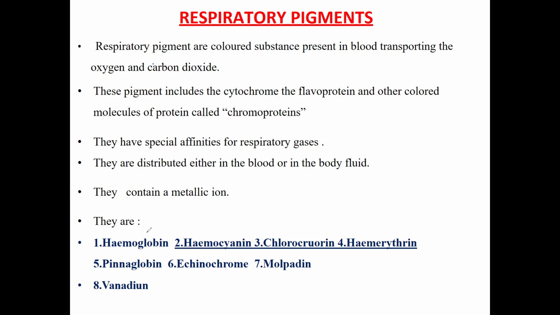Some of the important respiratory pigments are hemoglobin, hemocyanin, chlorocruorin, hemerythrin, pinnaglobin, echinochrome, molybdenum, and vanadium. These are the respiratory pigments which we have to see. Examples are very, very important, and metallic ions and color are also important.